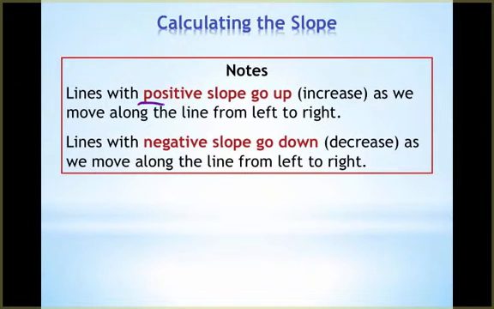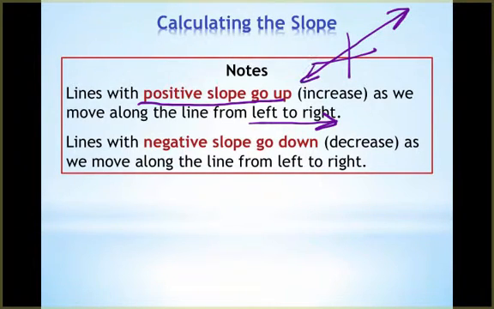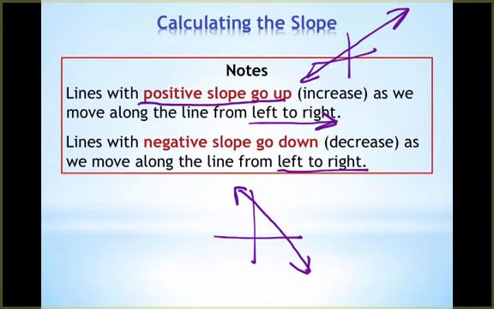Lines that have positive slopes will go up or increase or rise as we go from left to right. So if we look at our line from left to right, positive slopes will go up. If we look at our slopes from left to right and they're negative, you're going to find that your line will decrease or fall from left to right. So a positive slope will increase or rise. A negative slope will decrease or fall.